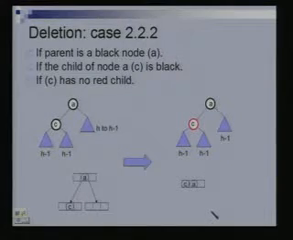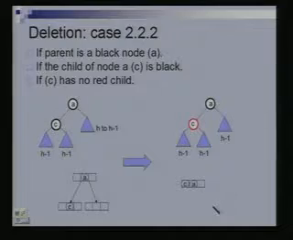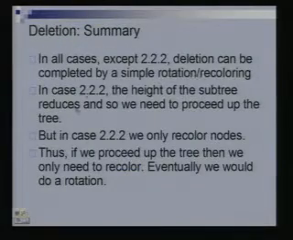So in one of the 6 cases we have to go up, but when we have to go up we don't have to do too much work, we just have to do one recolor, right. So that's the summary. So in all cases except this last case 2.2.2, deletion can be completed by either some reorganizing, by some rotation or by some recoloring.